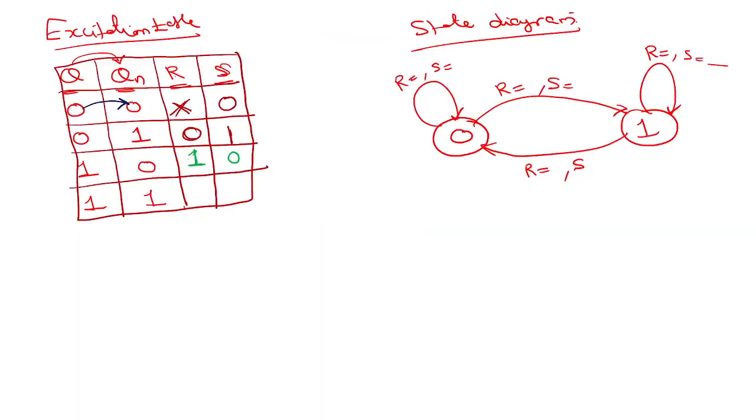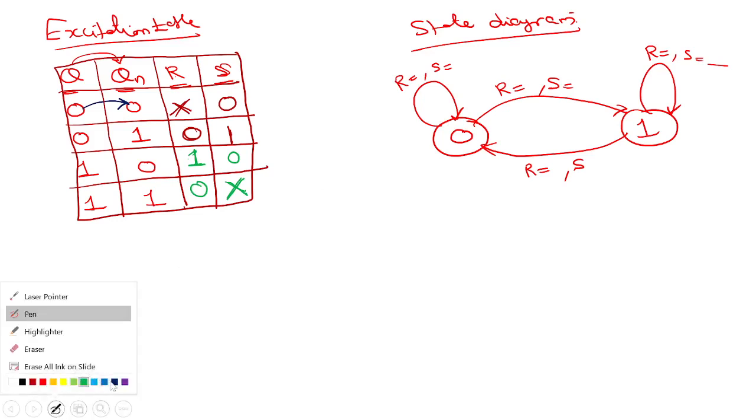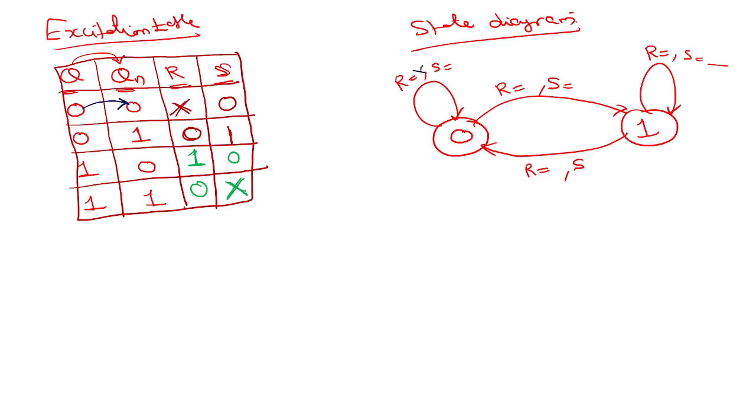Done. You need not remember anything in digital electronics. That's why I like digital electronics, because you need not remember anything. Just start solving it. The entire thing you can do in 5 minutes, and you just write the values. So 0 to 0: R is don't care, S is 0. 0 to 1: R is 0, S is 1. 1 to 0: R equal to 1, S equal to 0. 1 to 1: R is 0, S is don't care.